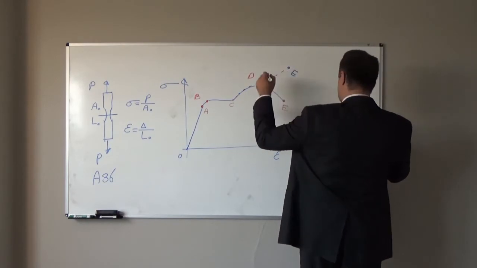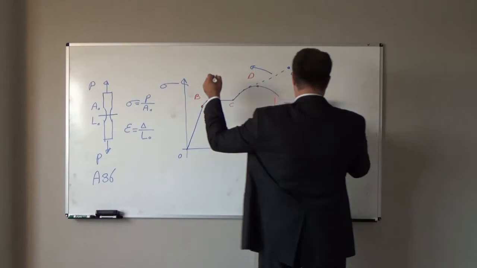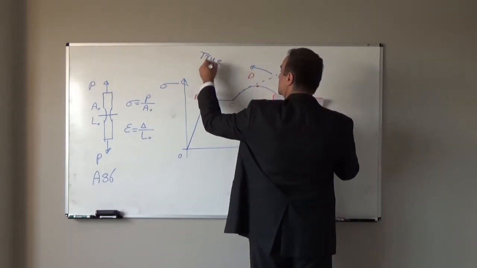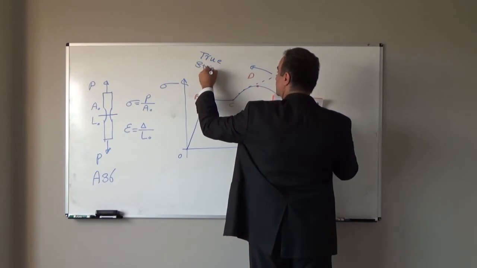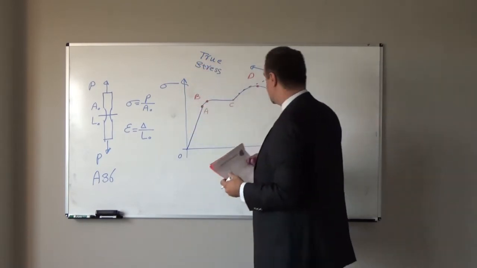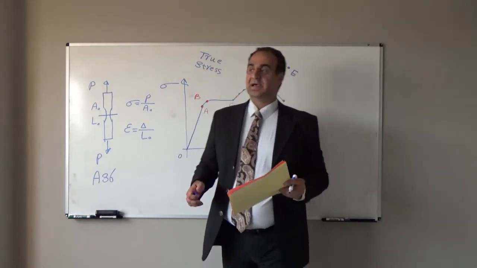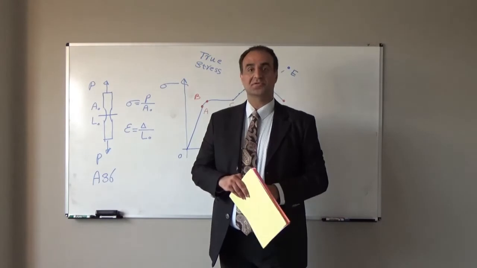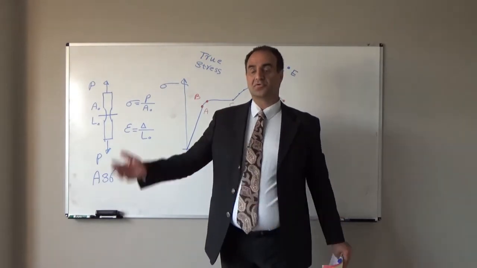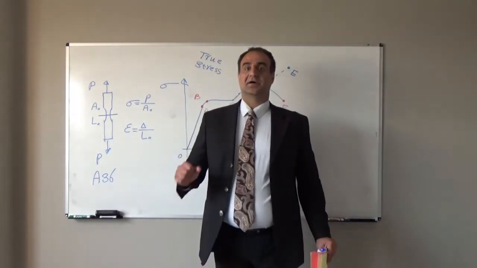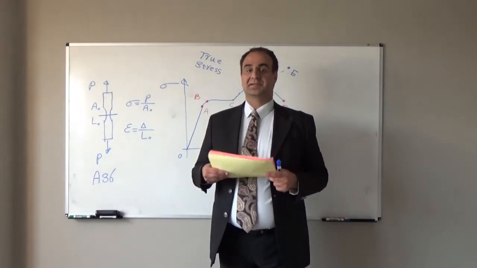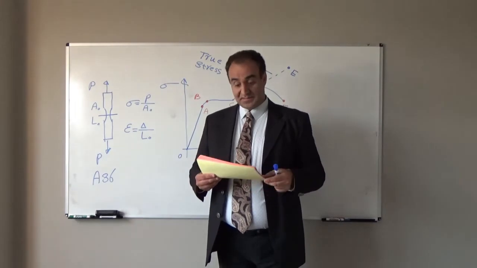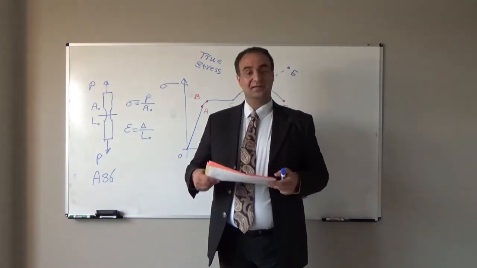This is the true stress strain curve, so we call this true stress. This is about material behavior, and those points we call the mechanical properties of the material. Of course, we have other points too, other mechanical properties of the material as well. Later on I will define those again. This is about the mechanical properties of the material.